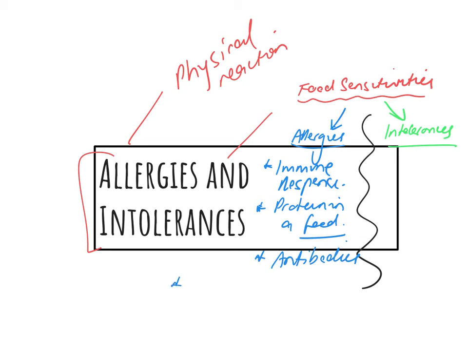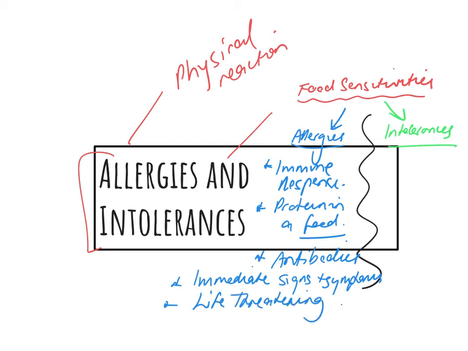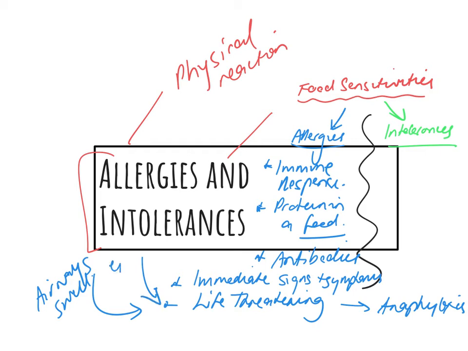Now, in doing so, there are very, very immediate signs and symptoms that develop. However, the issue with these is that they are life-threatening in some instances. And this life-threatening response is known as anaphylaxis. Now, anaphylaxis is where the airways actually start to swell up, and as a result, the person can't breathe. And the individual would need to have an EpiPen with adrenaline administered and then an ambulance called.